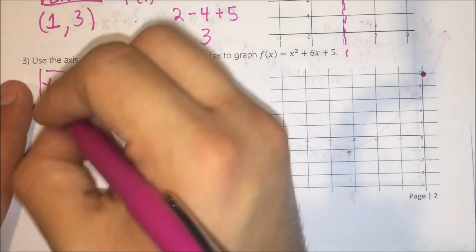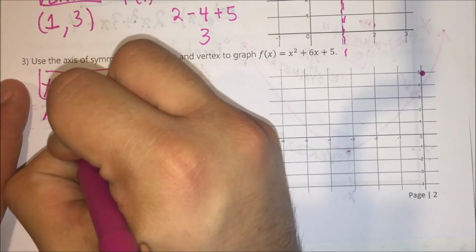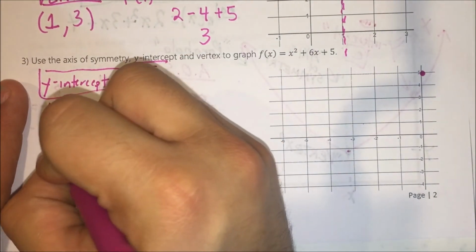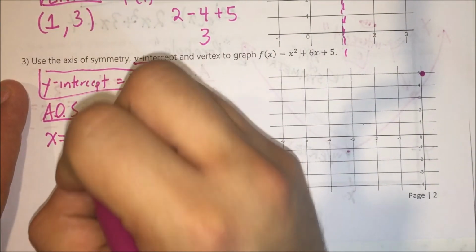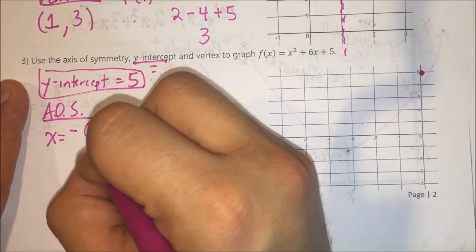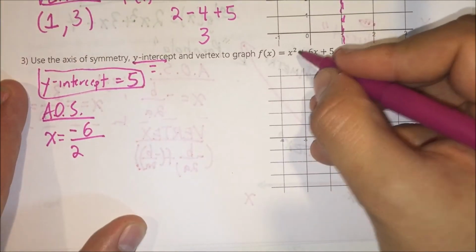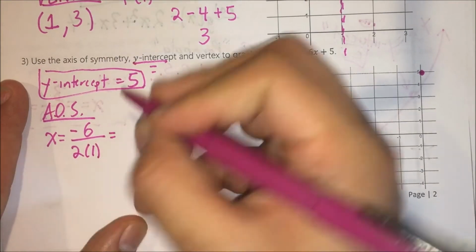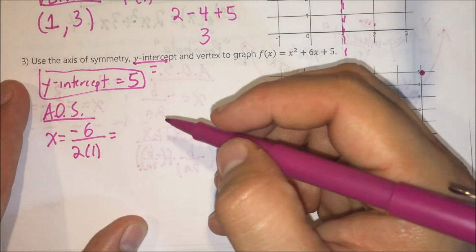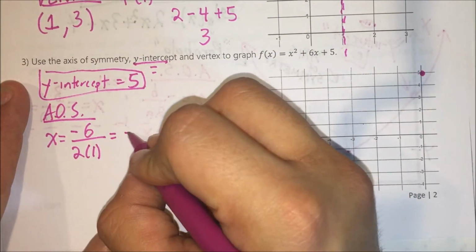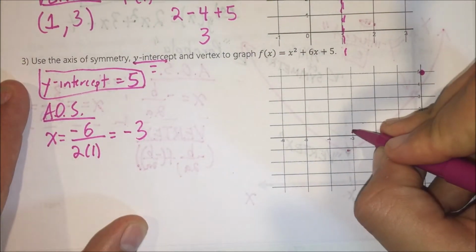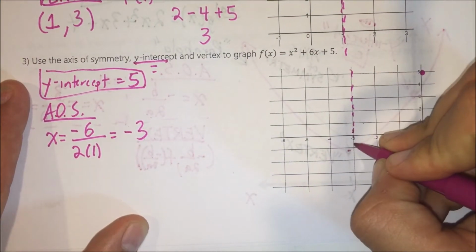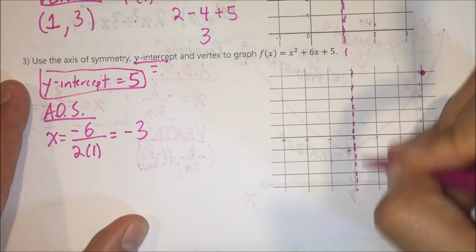Our axis of symmetry, again, we just use that formula. X is equal to negative the number in front of the x, which is 6, over 2 times the number in front of the x squared. Again, there's no number there, but we're just going to assume that's a 1. And negative 6 divided by 2, well, we know that that's just going to be negative 3. So our parabola, or our quadratic function, is going to reflect across this line here.